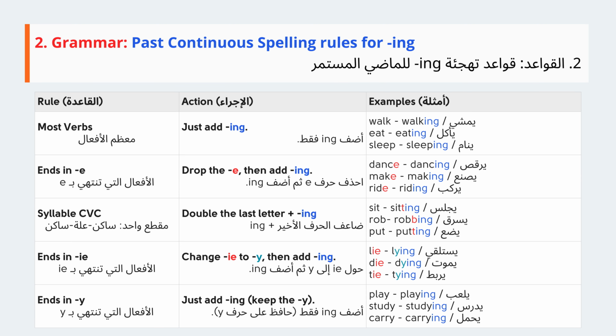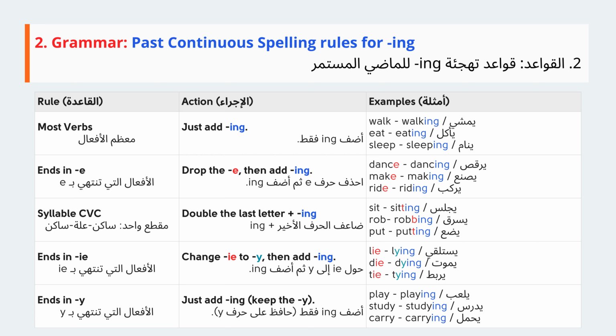Let's review the spelling rules for adding ing. Rule 1. For most verbs, just add ing. Examples: walk becomes walking, eat becomes eating, sleep becomes sleeping. Rule 2. If the verb ends in e, drop the e, then add ing. Examples: dance becomes dancing, make becomes making, ride becomes riding.